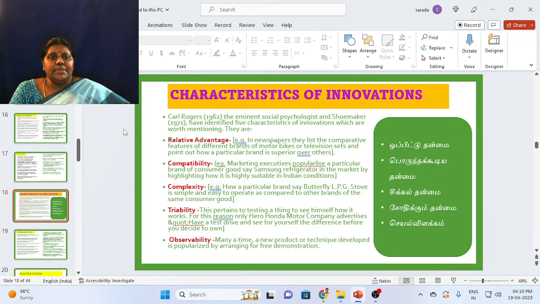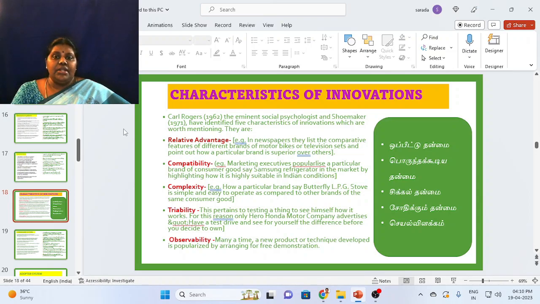Let us now discuss the characteristics of innovation. As part of the second element, innovation, we should know the characteristics of innovation. Everett Rogers, in the year 1962, the eminent social psychologist and Shoemaker, identified 5 characteristics of innovation which are worth mentioning. They are relative advantage, compatibility, complexity, trialability and observability.